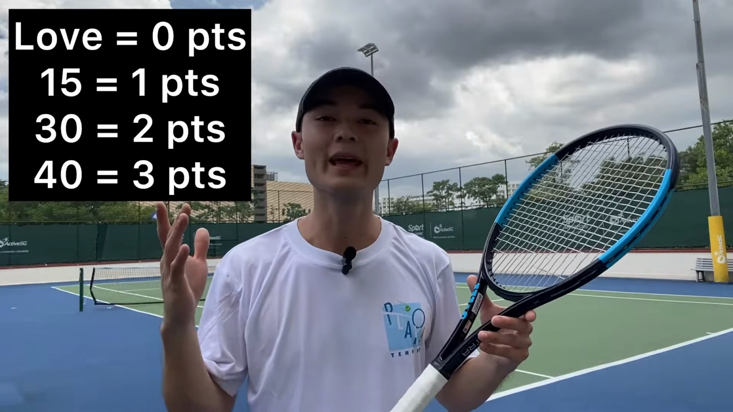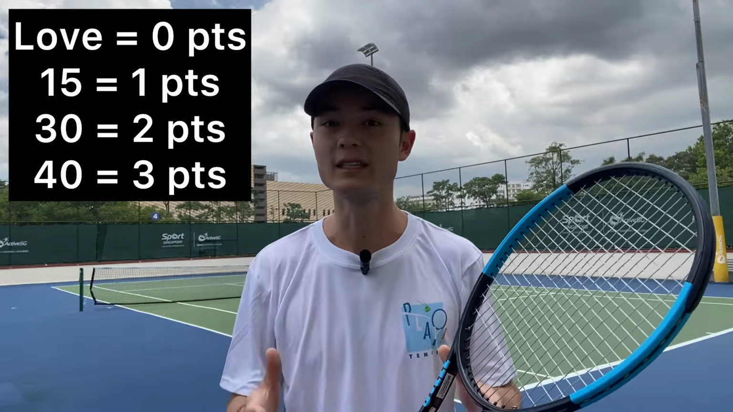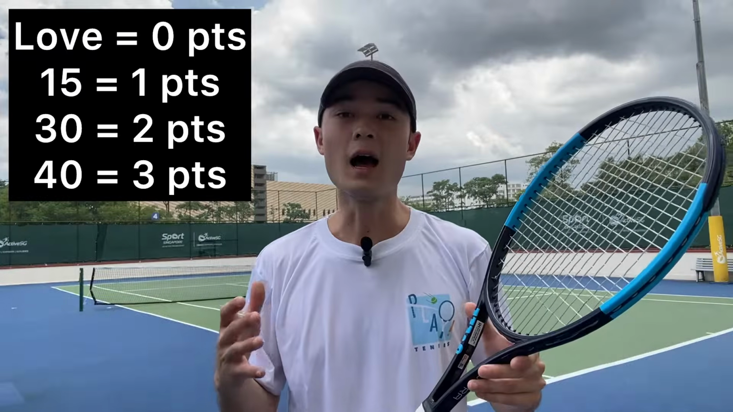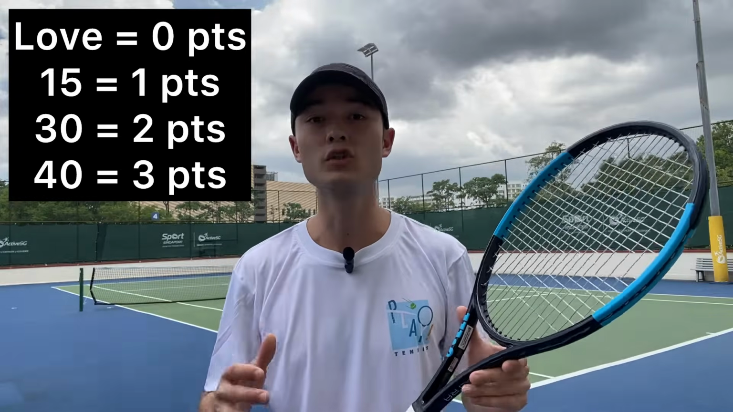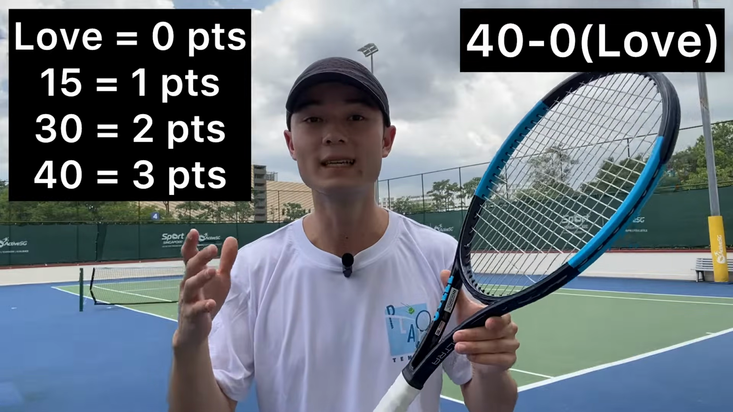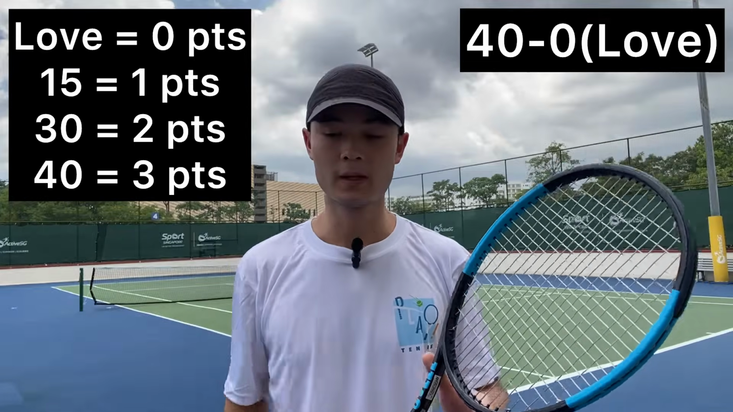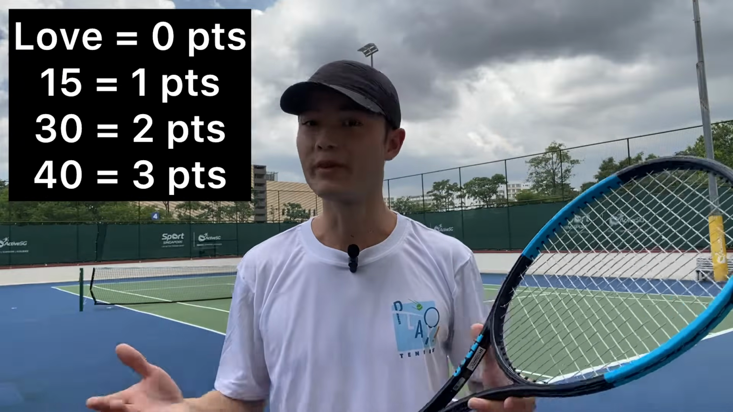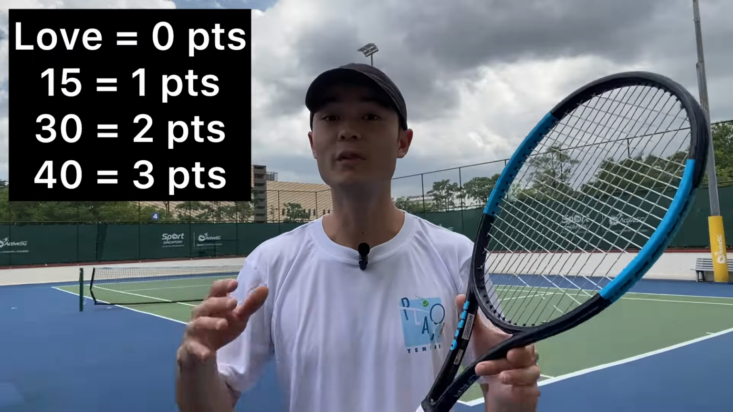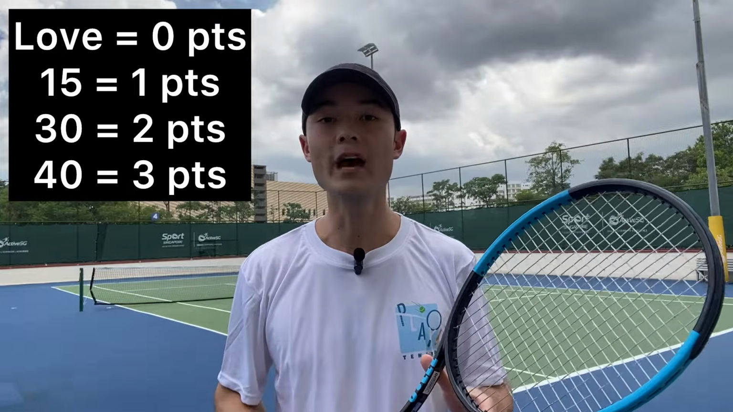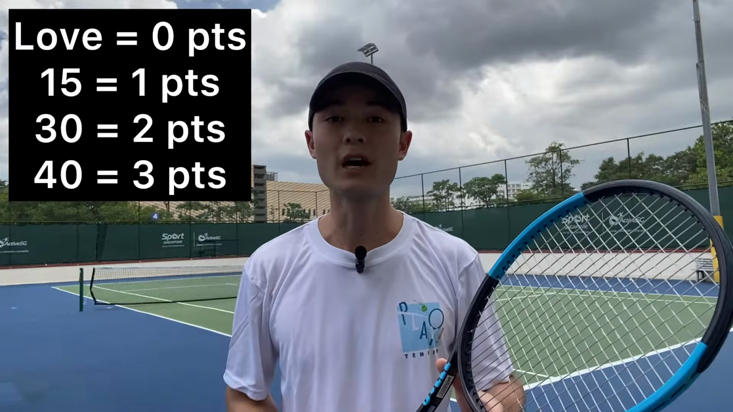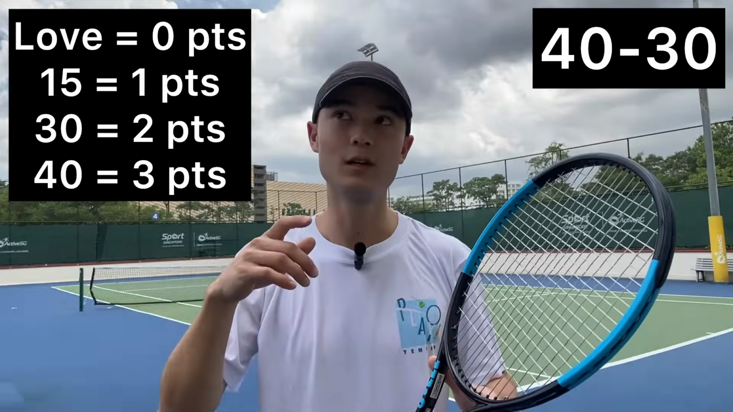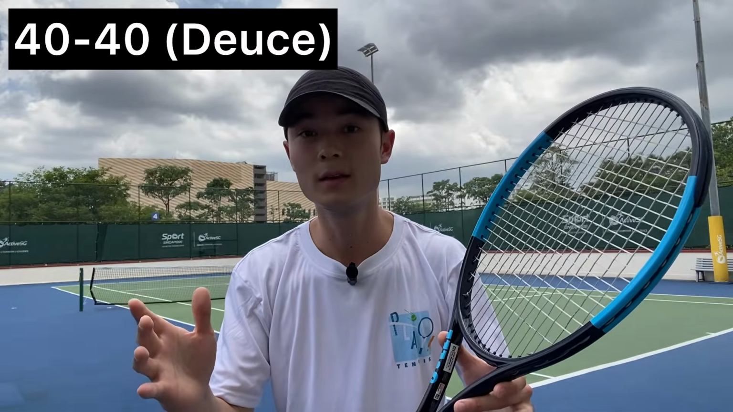So let's say I'm playing a game with my friend as an example. I win the first 3 points in the game. The score will now be 40 love to me. If I win the next point, I win the game. However, if my friend wins the next point, the score will now be 40-15. He wins the point after that, it will now be 40-30. And he wins the point after that, it will be called deuce.